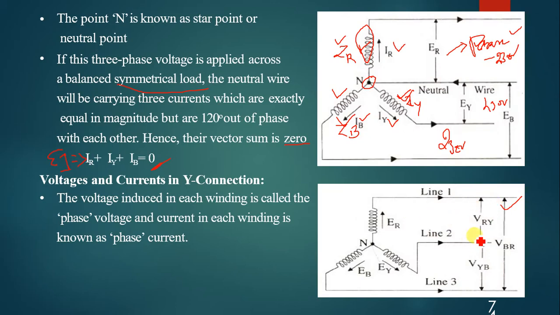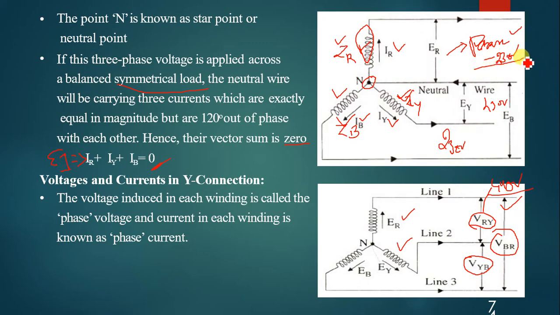What is this line voltage? Between line R and line Y, the voltage is called VRY. Similarly, VYB between Y and B. Between B and R it is VBR. Clear? These voltages are 440 volts in general. Phase voltage is 230 volts.